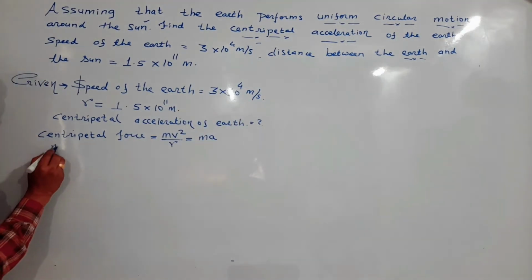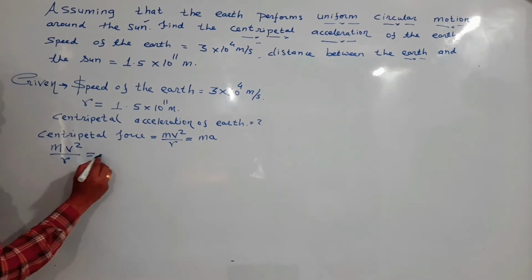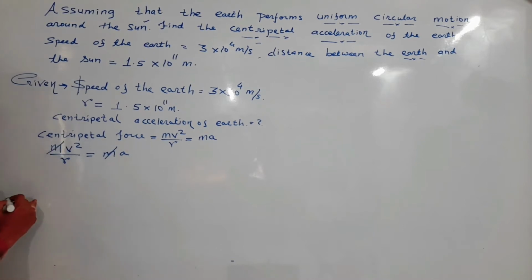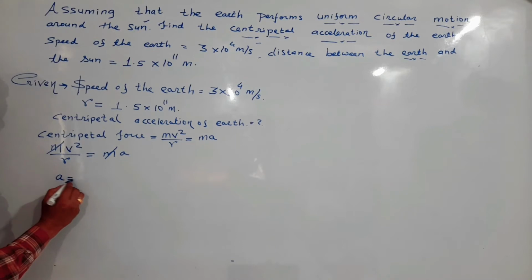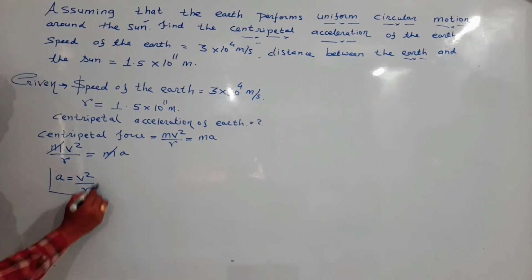We can write mv square upon r is equal to ma. m will get cancelled. So here, my dear student, we get the formula a is equal to v square upon r.